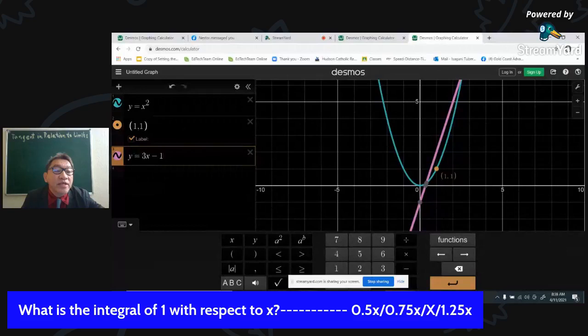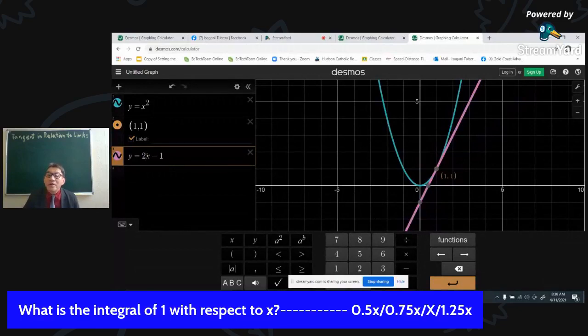It should be 2x. Let's see if that's correct. That's 2. Then look at that. You see? So it's correct. So is it tangent? Is it only one point?